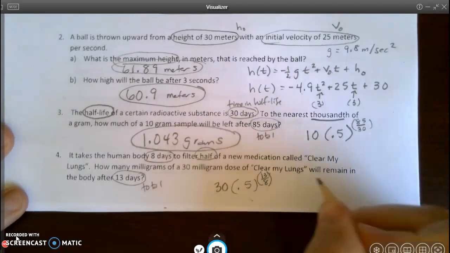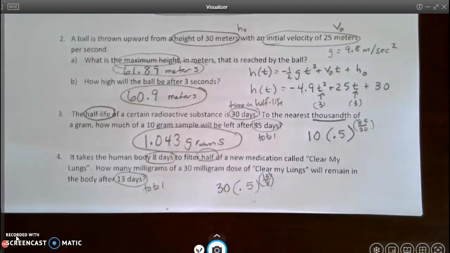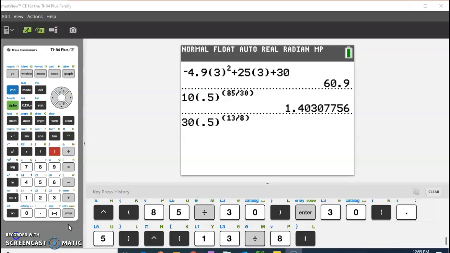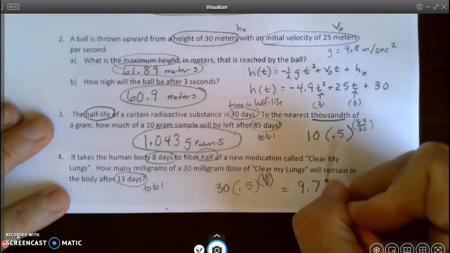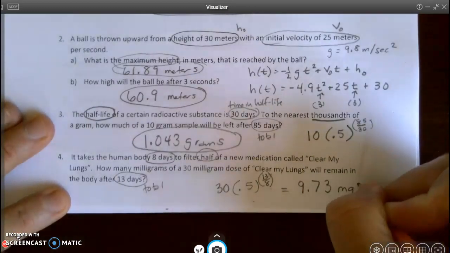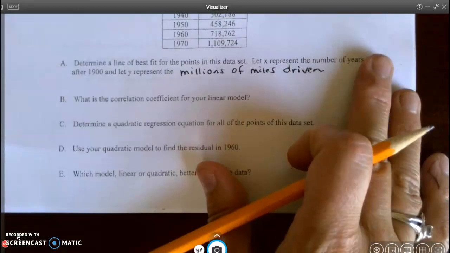So I want to make sure I have, again, my exponent in parentheses, and I go to my calculator. And does it tell me what to round to? It does not, so I'll round to 2 decimal places and say 9.73 milligrams. So there's my answer. Okay, let's go on to our next page.